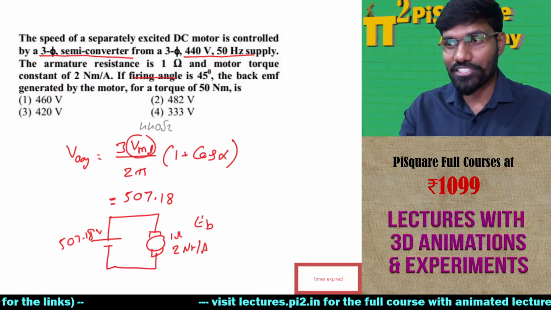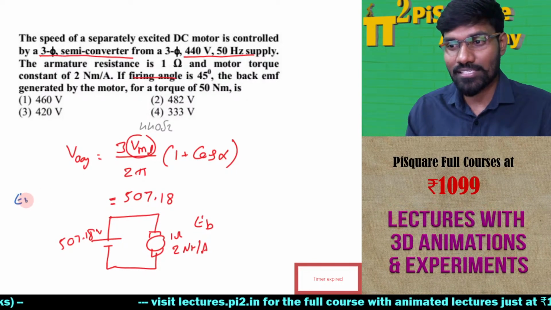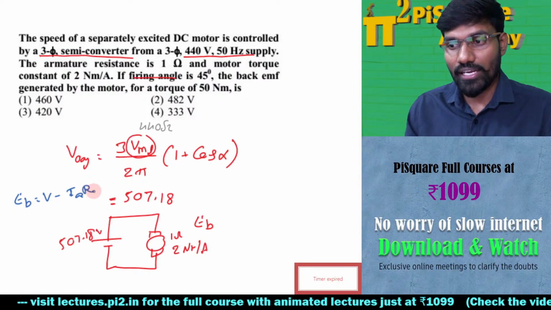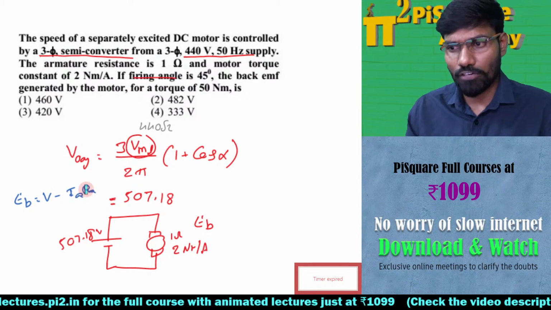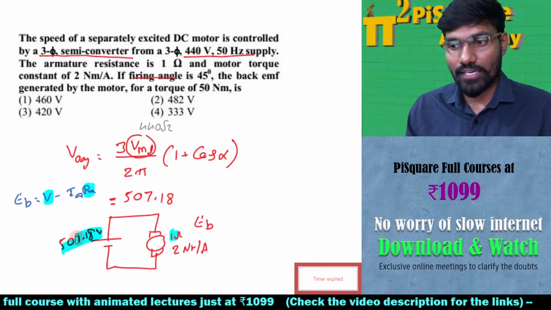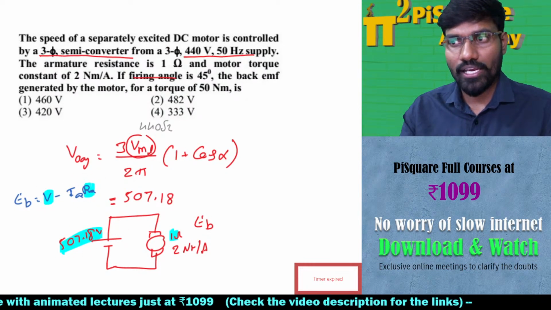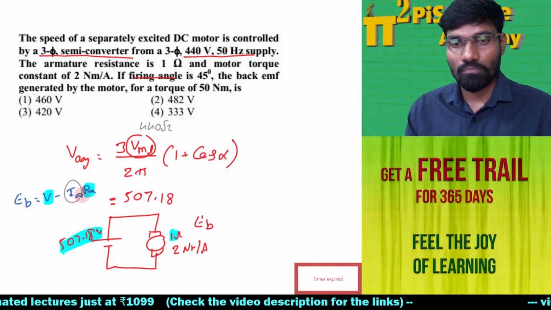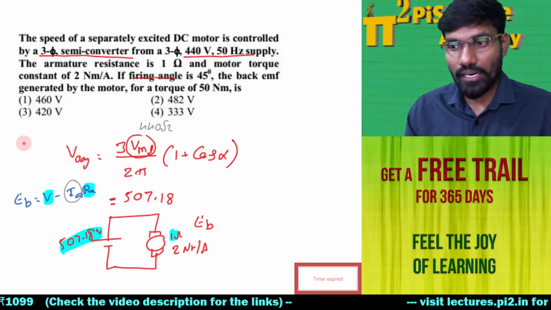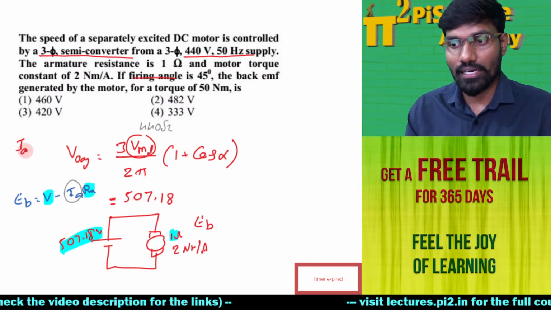We know the direct simple equation: EB is equal to V minus IA RA. You know the value of RA, 1 ohm, and you know the value of V. Do you know the value of IA? No, you don't. Your motto now is to find the value of IA, so head towards calculating IA.